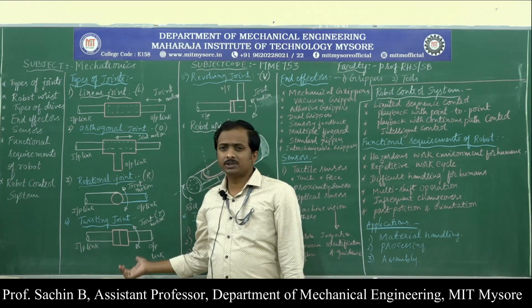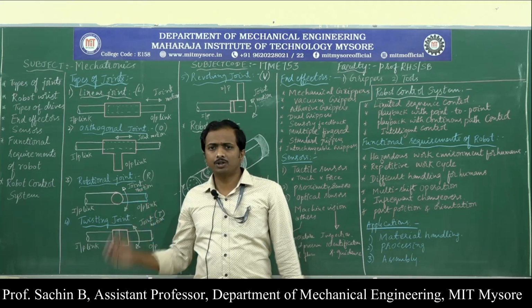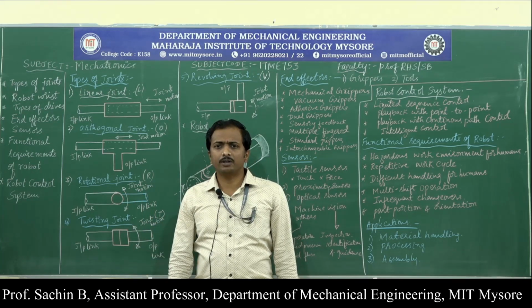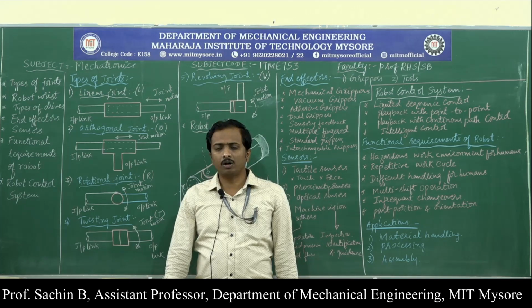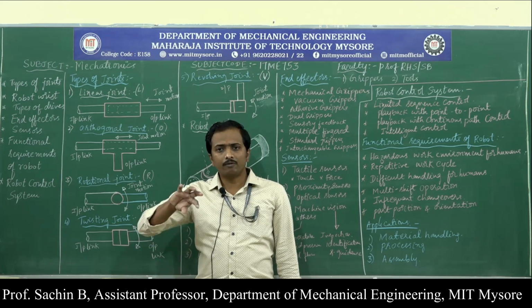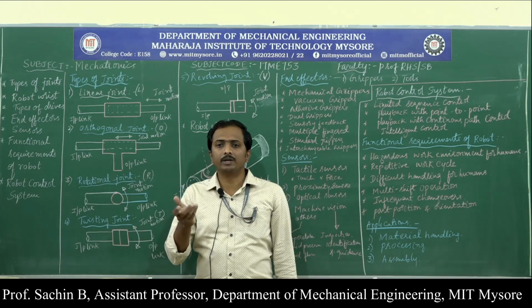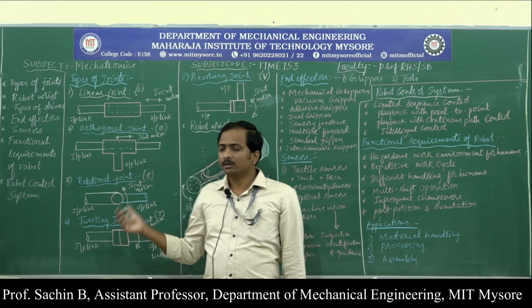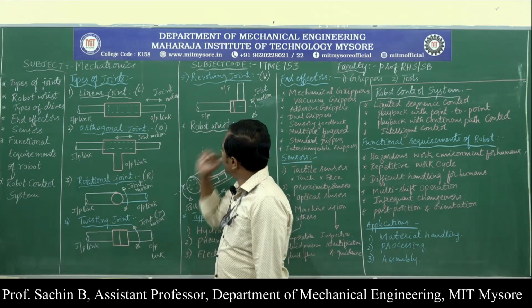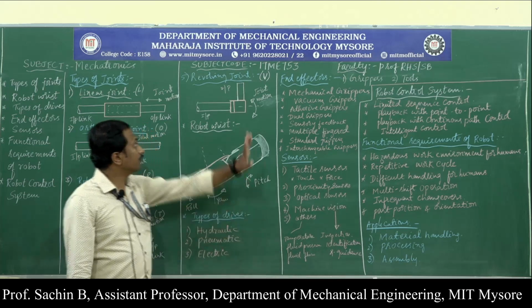With the help of these kinds of joints, we can orient objects by holding them, or we can achieve rotational movement of the end effector. And the last one is the revolving joint.